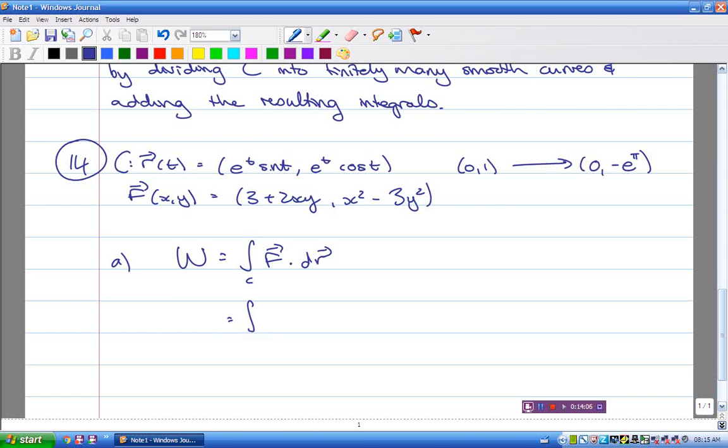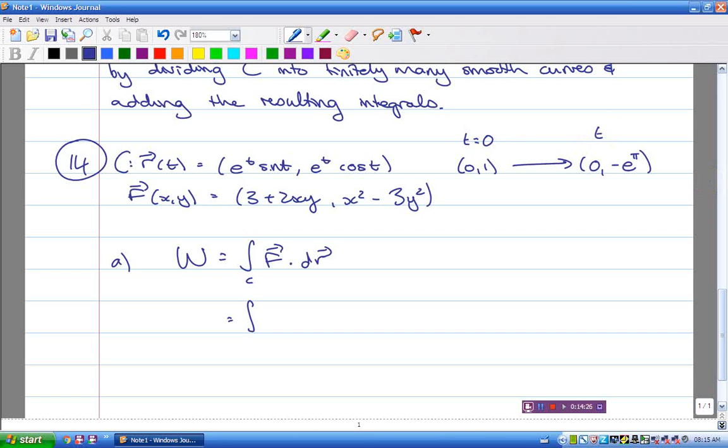Have we been given a T? No, we haven't, but let's have a look. In order to get the point 0, 1 out of this curve, I'm going to have to plug in t equals what? T equals 0. T equals 0 will do the trick. If I plug t equals 0 into my R, I will get 0, 1. Yes, I will. Okay, cool.